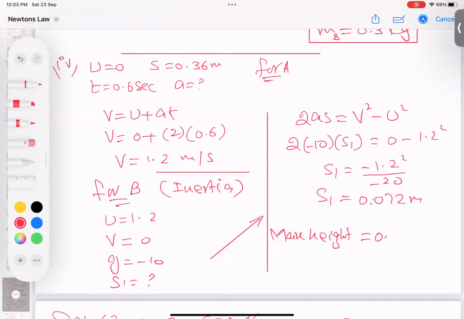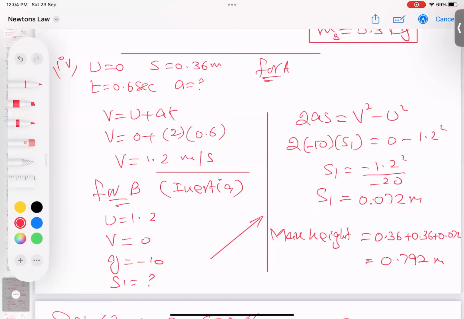So the maximum height attained by B is 0.36 one time, 0.36 a second time, and 0.072. So if I check it, my answer is finally coming 0.792 meters.